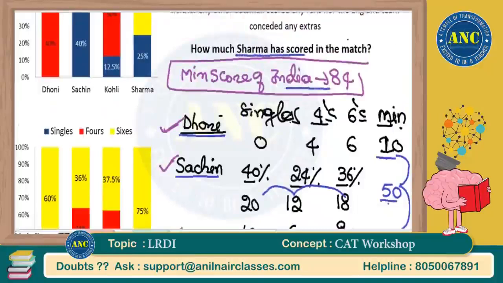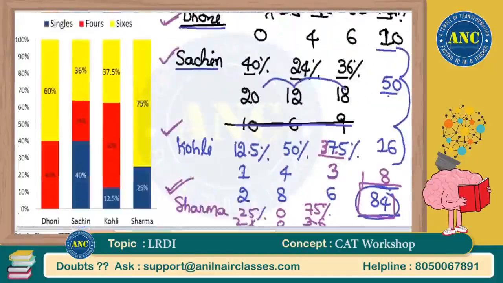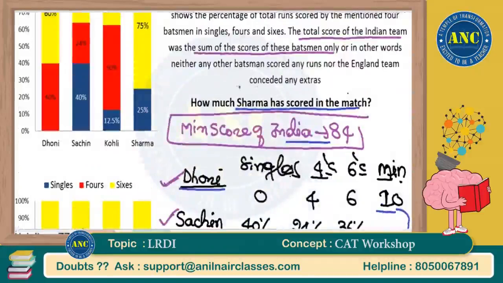What is the first question? How much has Sharma scored in the match? What is the minimum score of Sharma? Minimum score of Sharma is 8. We know the minimum score of Sharma as 8. That means he will always score runs in multiples of 8.